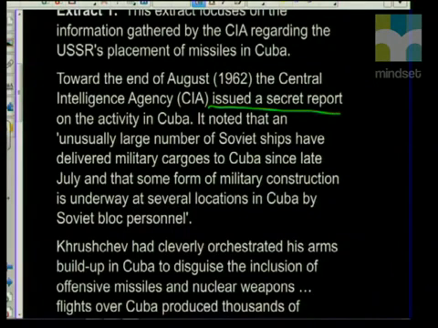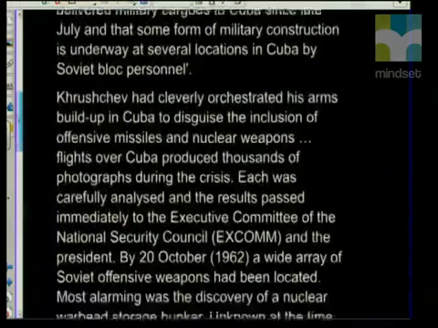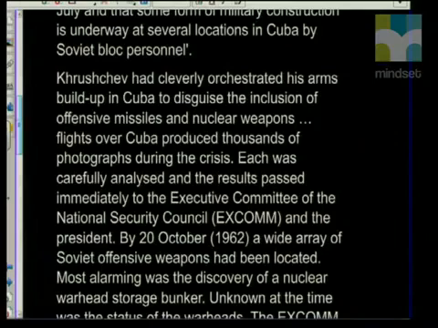So they issued a secret report on the activity in Cuba. And then it tells you what it noted. I'm not going to read all that. And then it says Khrushchev had cleverly orchestrated his arms build-up in Cuba. So they're telling you about the role of Khrushchev. But then if we come back to the United States, you know this from studying this section as well, that there was the Executive Committee of the National Security Council. Okay, so you need to look at the role played by this group of people.